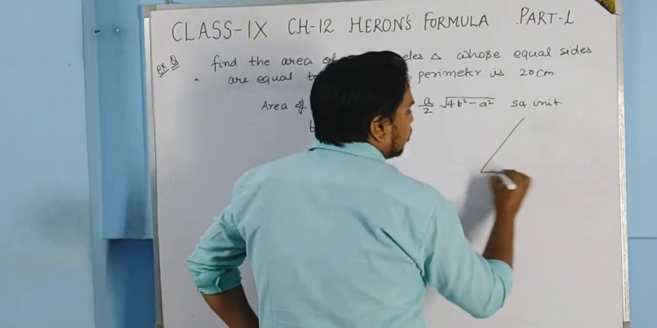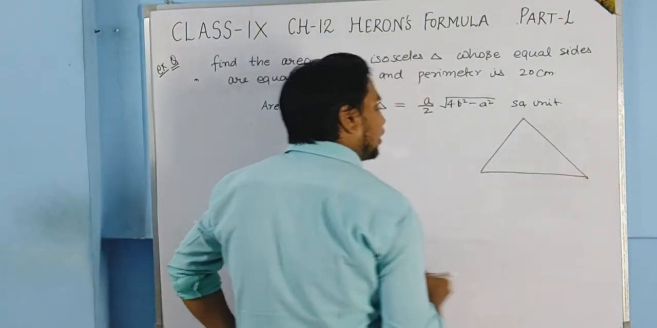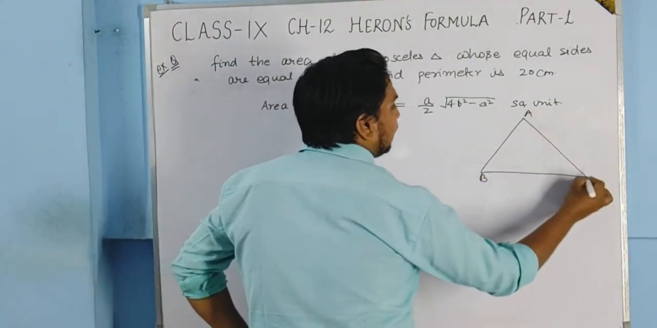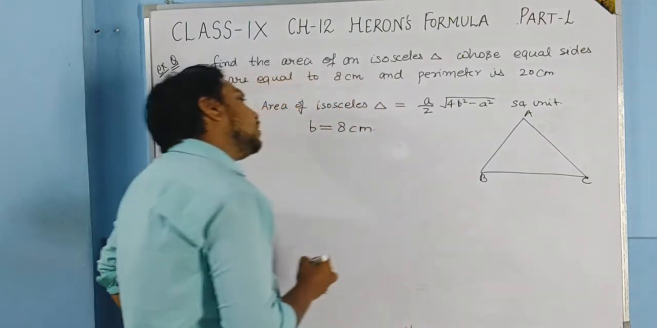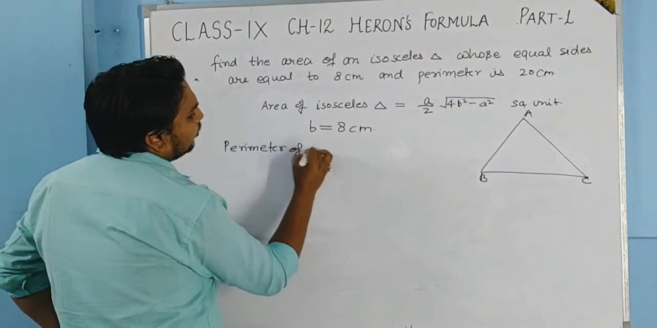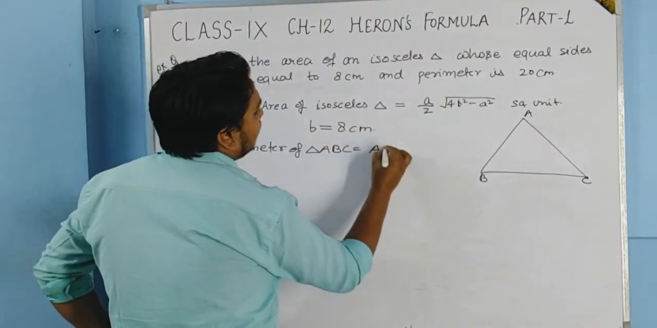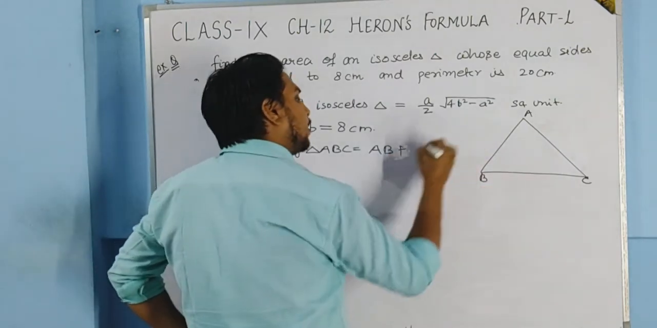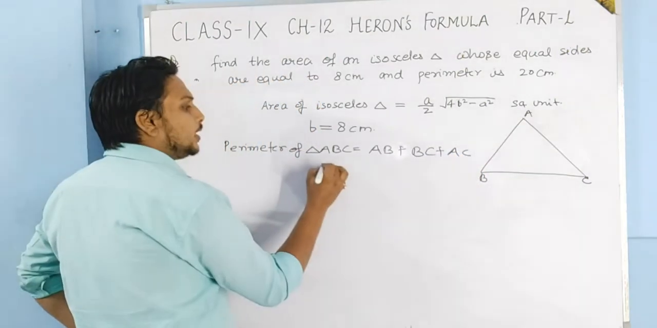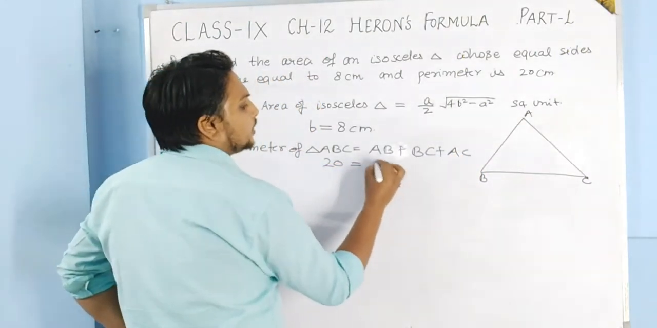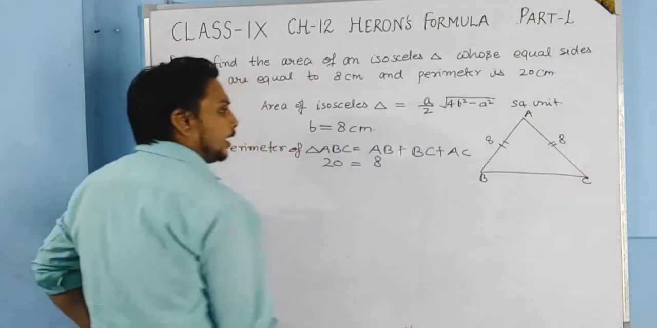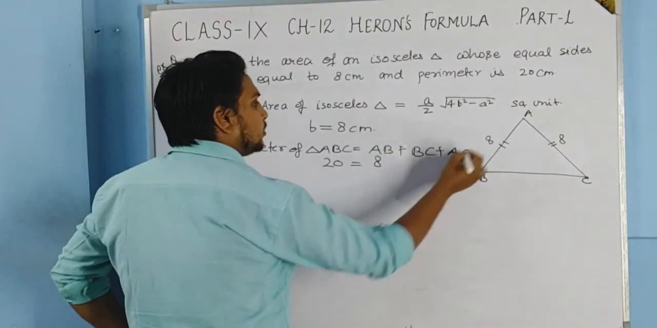So students, in this question, instead of giving the length of the third side directly, it is said that the perimeter of the triangle is given. We know very well that perimeter of triangle ABC will be what? Perimeter is the sum of the boundary. So it will be AB plus BC plus AC. Perimeter is given 20 cm. Suppose these two sides are equal to each other, and both are equal to 8 cm, which is B.